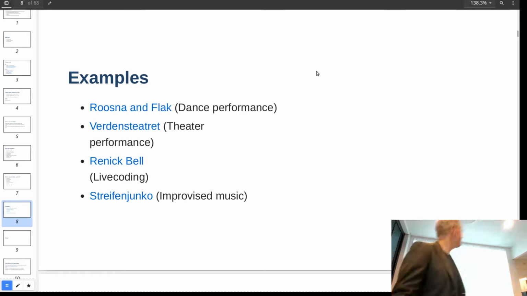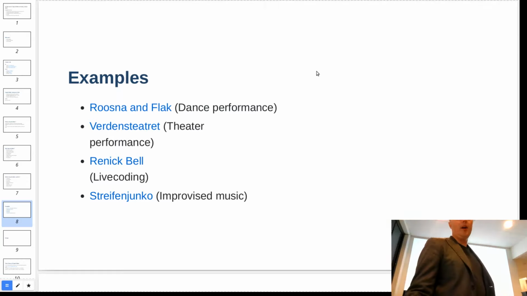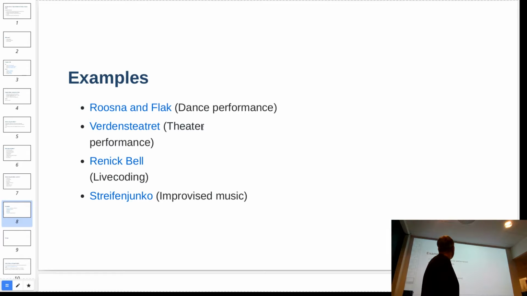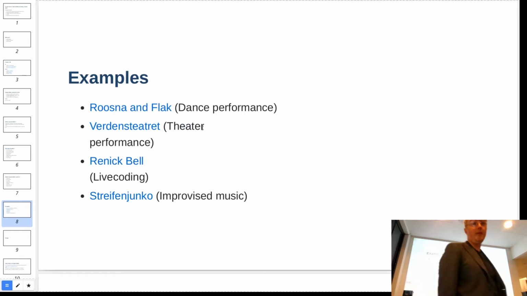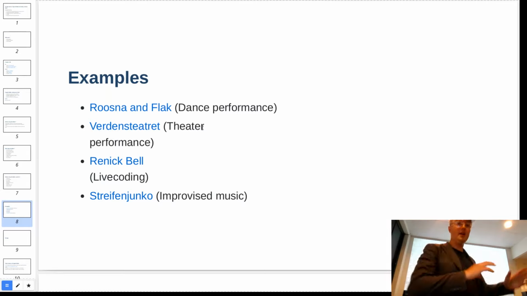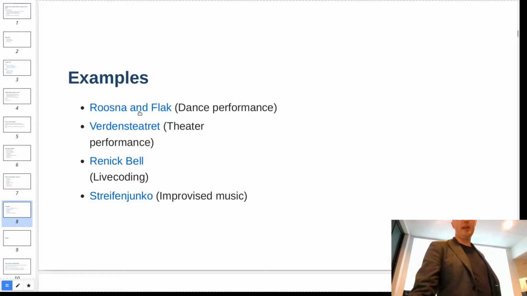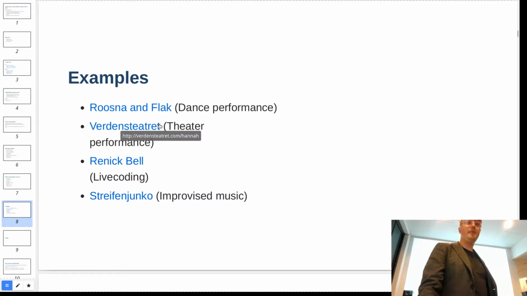Here are a few examples that you should probably just check out when you get back home. A few links to some interesting uses of SuperCollider. The first is Rosen and Flak. It's a dance company. They use it to combine choreography with SuperCollider. It's very cool. They have these trackers on dancers, and they become kind of part of an instrument. It's very nice. This is a link to a video example.